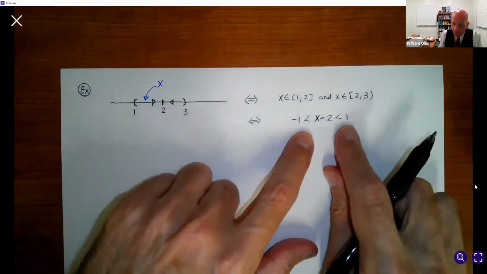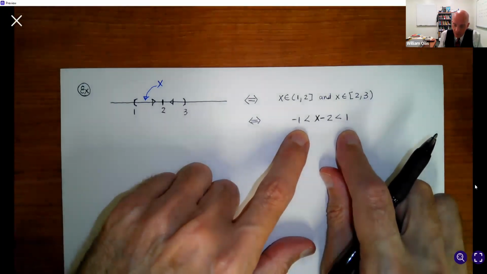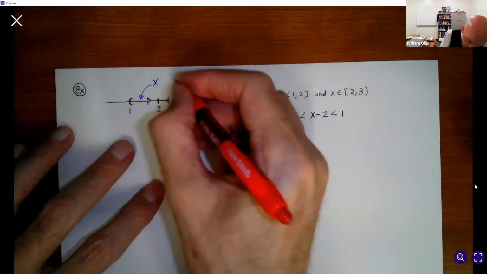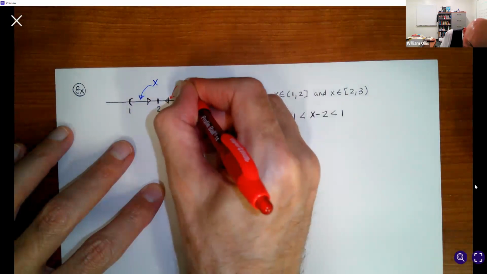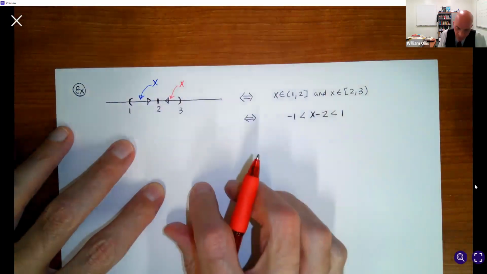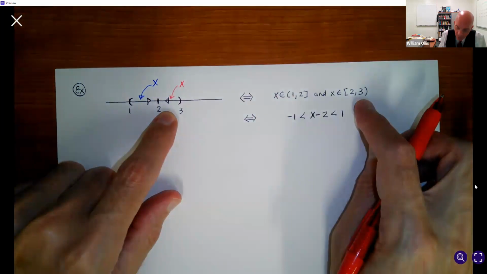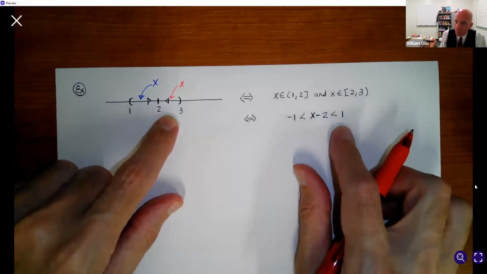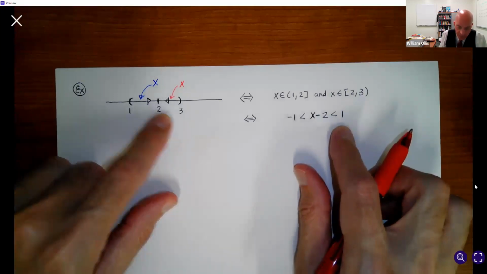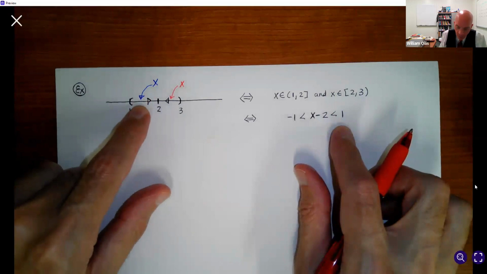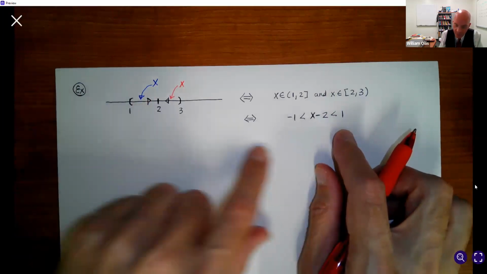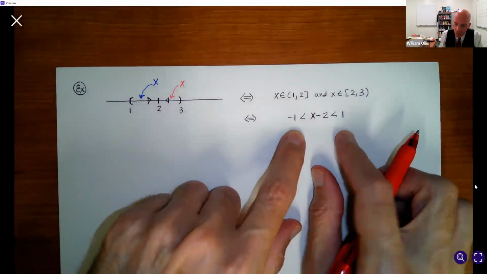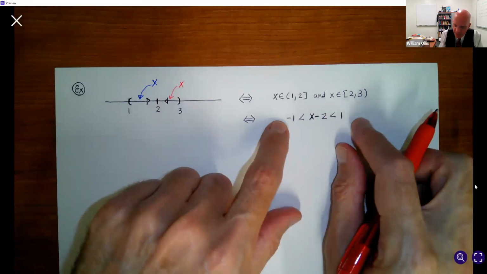That is, think about this as a conjunction. So if x, let me use a red color here, we could think of x being in this part, and so the distance between x and 2 would be less than 1. And then, of course, if x were in this part, we would say x minus 2 is greater than negative 1. Okay, so we go from here to here.